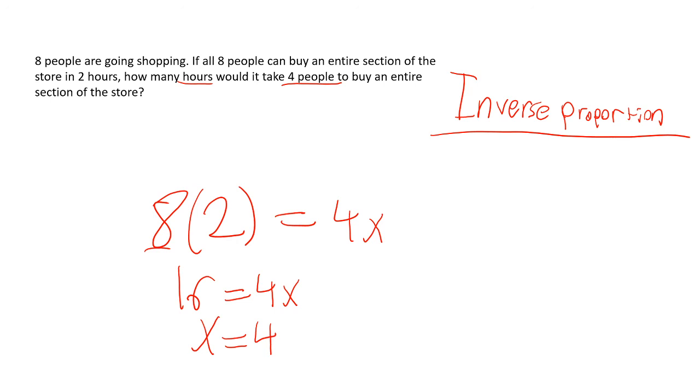So, if we have 4 people, it would take 4 hours to buy an entire section of a store. Right, since we have 8 people, notice how 4 is just 8 divided by 2. So if we cut 8 in half, it should double the amount of time we take. Since we have half the manpower, we should take double the amount of time. That's how our product is going to remain constant. So it would take 4 hours for 4 people to buy an entire section of our store.